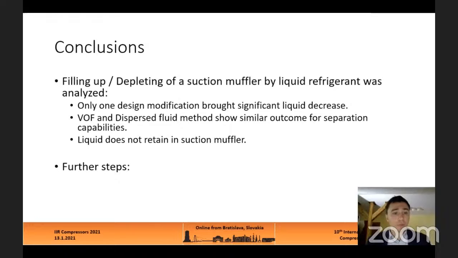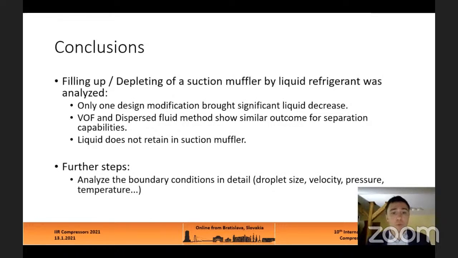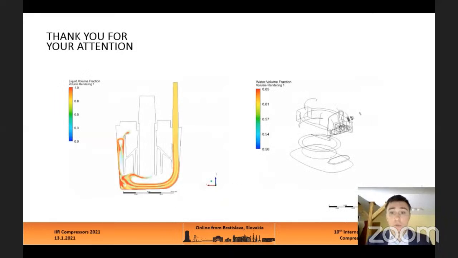Here are some proposals for further steps in this topic. It would be really helpful to analyze properly the boundary conditions like droplet size, velocities, pressures, and temperatures. Also, the temperature of the components will play a significant role because it will help to evaporate the refrigerant on the way to the cylinder. And in order to have more precise or accurate conditions, it would be great to apply the pulsating flow condition on the suction. So this will be all from my side.